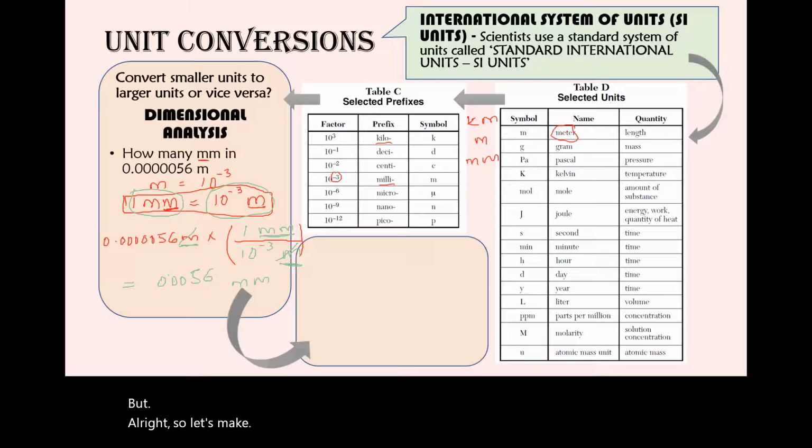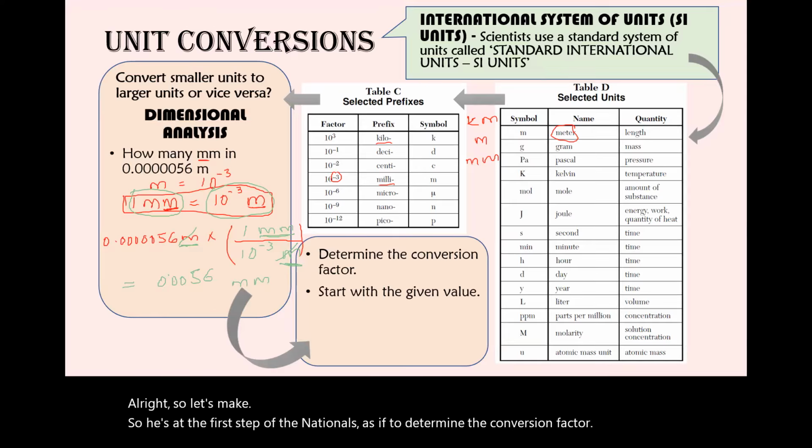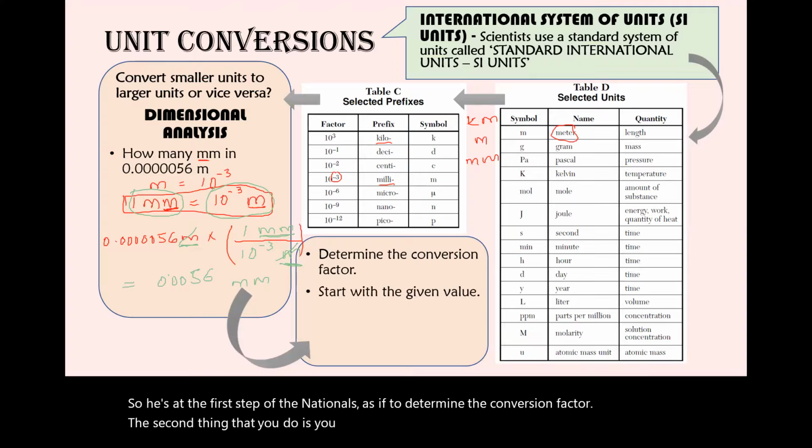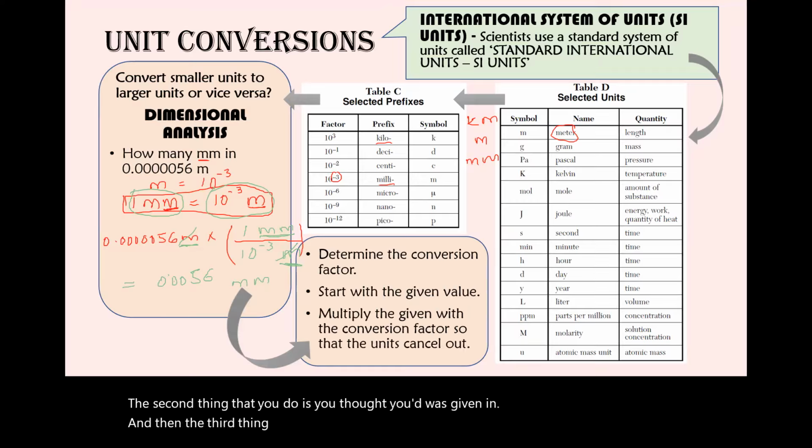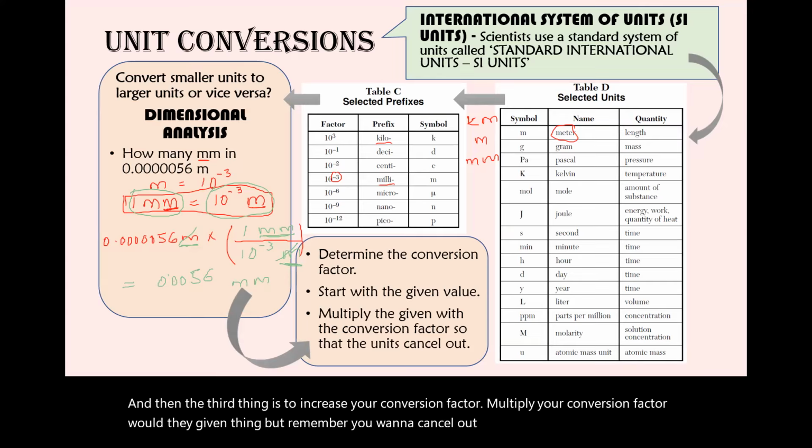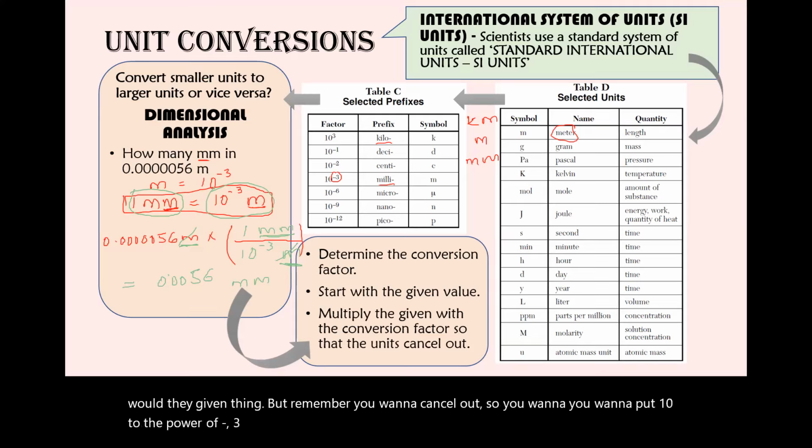So we said the first step of dimension analysis is to determine the conversion factor. The second thing that you do is you start with what's given in the question. And then your third thing is to arrange your conversion factor or multiply your conversion factor with the given thing. But remember, you want to cancel out the units. So if you want to cancel the meters, you want to put 10 to the power of -3 meters at the bottom. So we can cancel the meters with the meters.